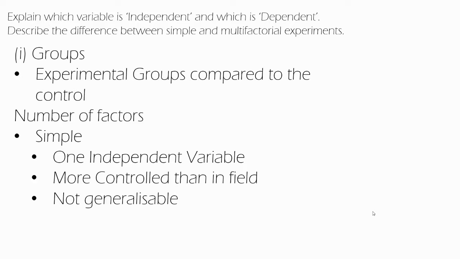A simple design allows you to control most confounding factors, and it's easy to achieve in a lab setting, much more so than in the field. Whilst there's more control, a drawback of a simple experiment is that its findings might not be applicable to the wider setting. Biology is quite complicated, and in nature there's often many different factors which together affect the dependent variable which you're measuring.